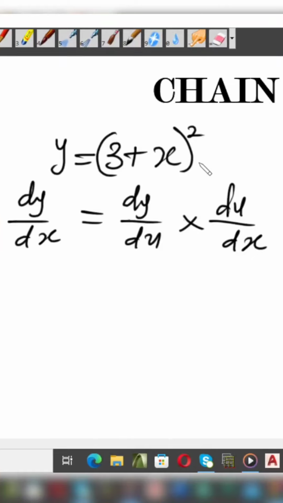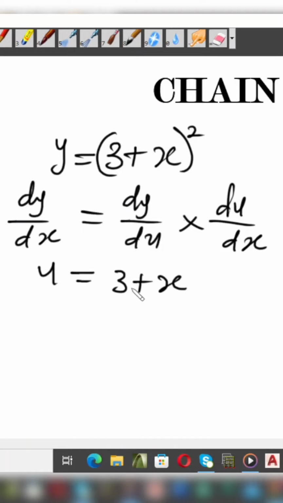Now, so what is u? So in solving this problem, u equals 3 plus x. So whenever you see something like this, if y equals something in brackets, u should be what is inside the bracket when solving a chain rule problem.